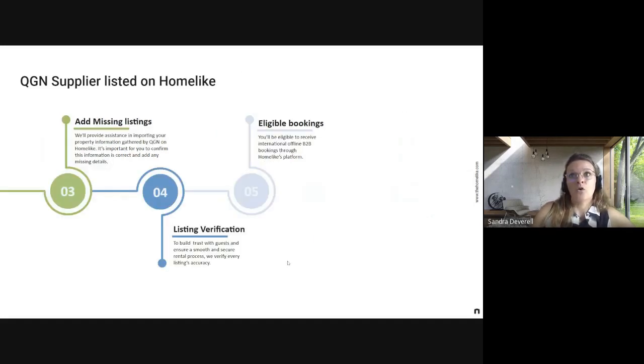If you are already working with Homelike and you have also been collaborating with Q Apartments, we would simply make sure all your supply that was on Q Apartments is also visible on Homelike. So we would add any missing listings. We go through the verification process again, and then you are eligible throughout Homelike as you're already integrated, and steps like account verification or contract uploading have already been completed.